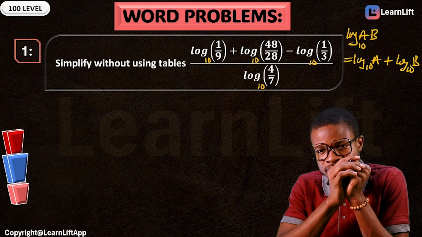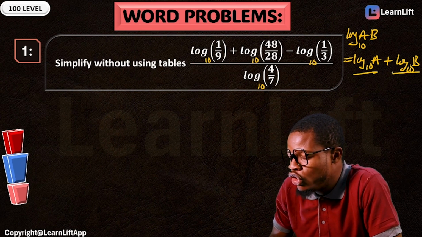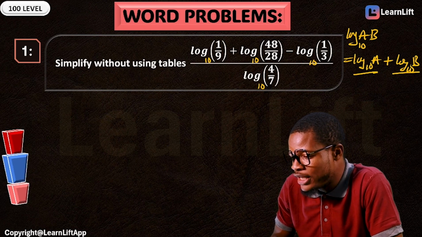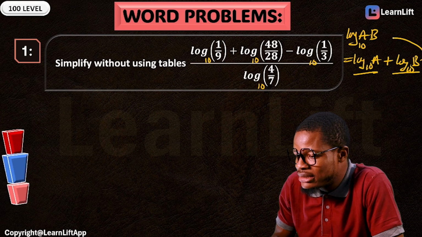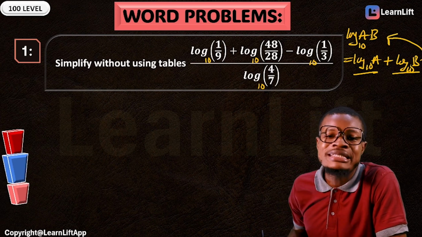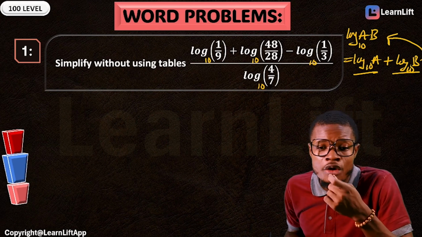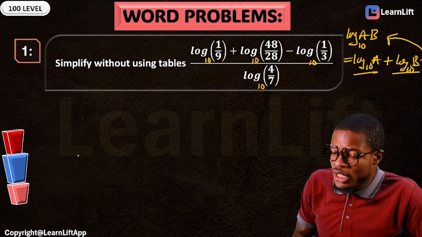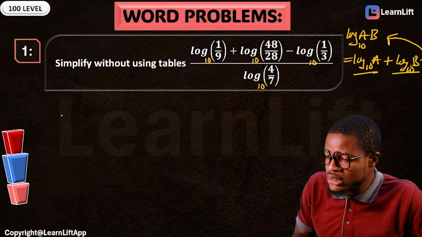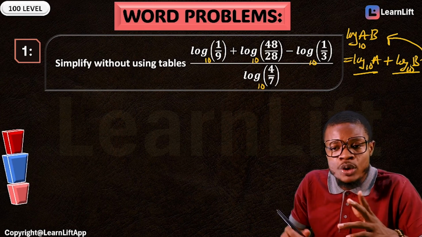That's the first thing. Now, log base 10 of a plus log base 10 of b. Is it true that this is the same thing as the upper side if I bring it back to times? Yes, they are the same. So if all the logarithms have the same base, and what is binding them is plus, I can change it to times. If it is divide, I'll change it to minus. So what are we going to have this to be?